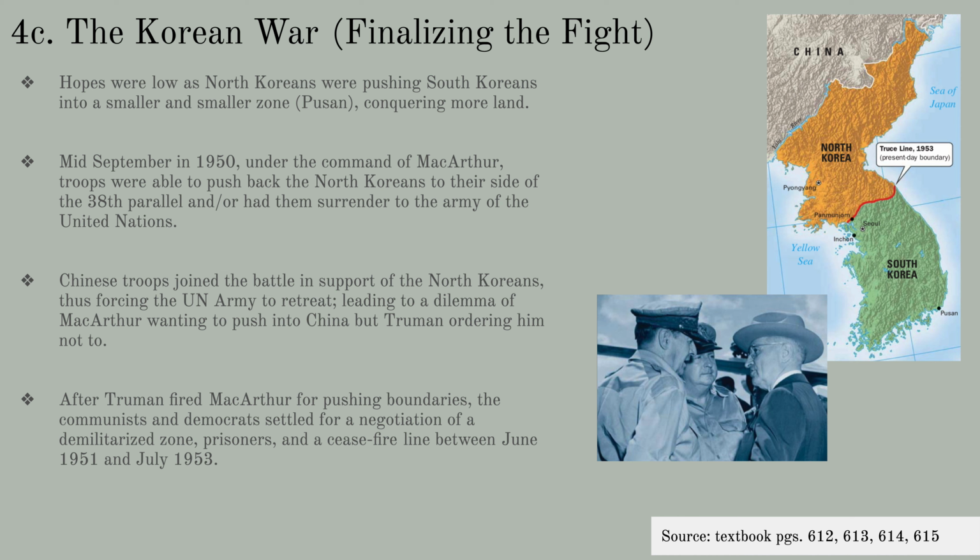Chinese troops joined the battle in support of North Koreans, thus forcing the United Nations Army to retreat, leading to a dilemma of MacArthur wanting to push into China, but Truman ordering him not to. After Truman fired MacArthur for pushing boundaries, the Communists and Democrats settled for a negotiation of a demilitarized zone, prisoners, and a ceasefire line between June 1951 and July 1953. The picture on the bottom is MacArthur and Truman arguing over this, and the picture on the top represents the truce line.